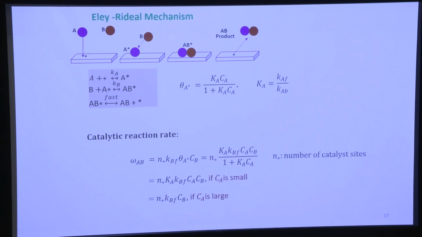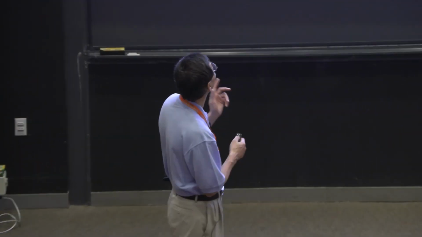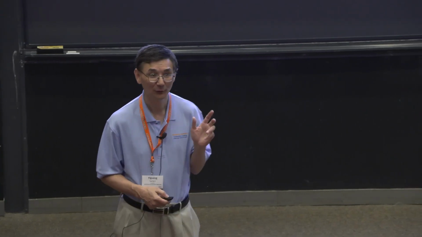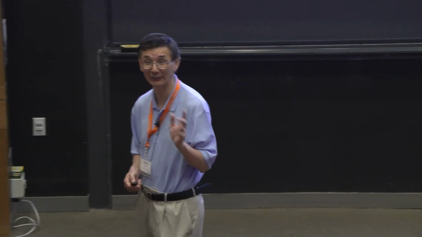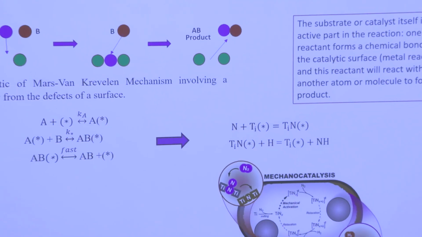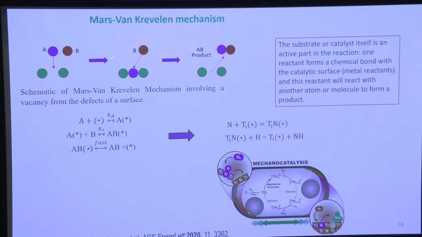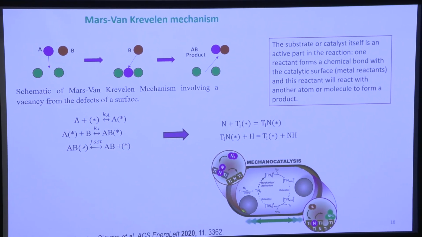So what I can do, I can control B by using pulsed heating. I can control B by using plasma. I can control B by photoionization. So that creates a lot of magic I can do, and it can affect this thing. Another mechanism, before I take a break, is the MVK mechanism.